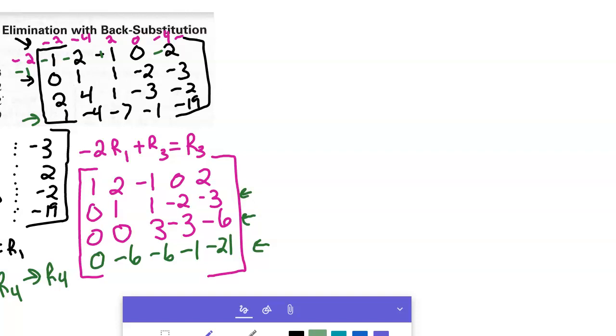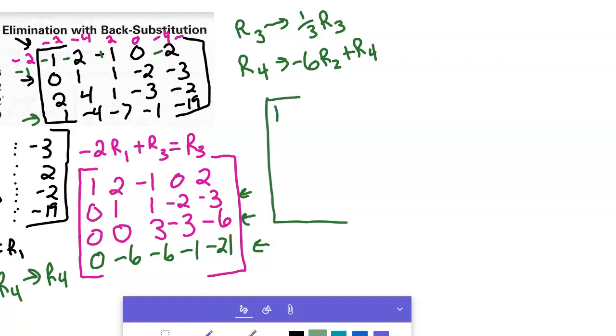So for this next one, I'm going to do two things. I'm going to change row 3 by taking 1/3 times row 3. And I'm going to change row 4 by taking -6 times row 2 and adding it to row 4. So I'm going to do both of those things. And so my top row, I'm going to leave the same. So it is 1, 2, -1, 0, 2.